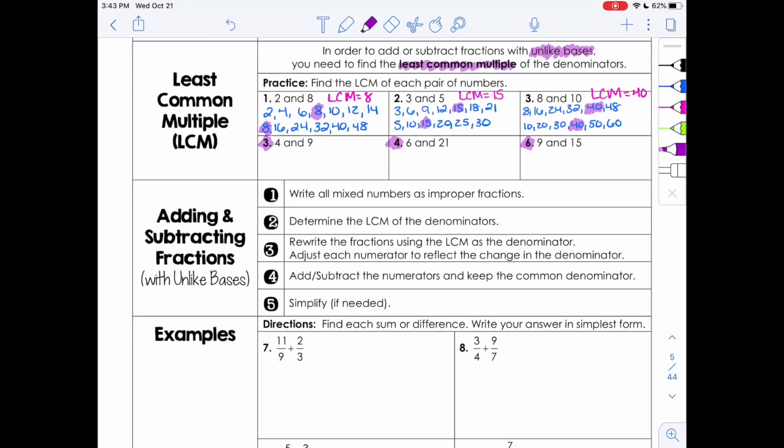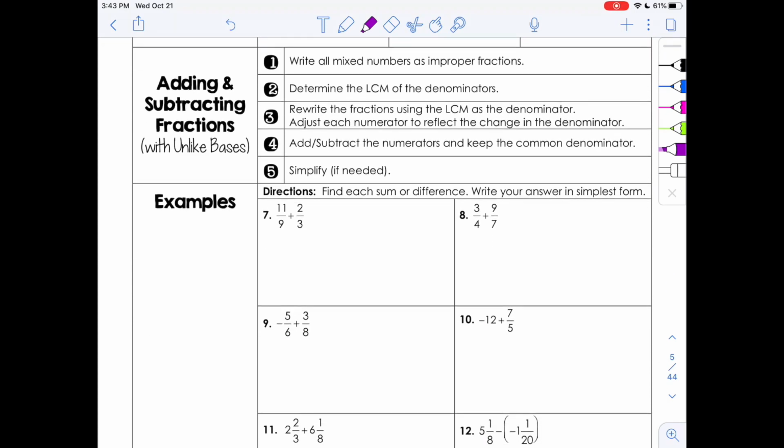Now let's take a look at how we can apply least common multiples to adding and subtracting fractions with unlike bases. So the steps are very similar, but there's a couple of extra steps when our bases are not the same. First, you still want to write your mixed numbers as improper fractions. So you want all of your fractions to be either proper or improper when adding or subtracting. Then you want to determine the least common multiple of your denominators. So again, this is for when your denominators are not the same.